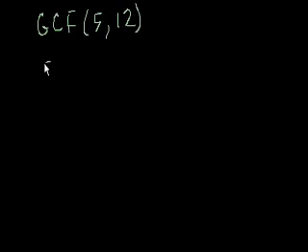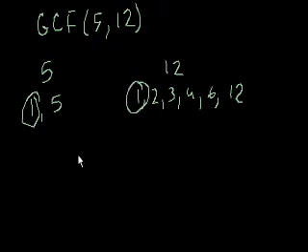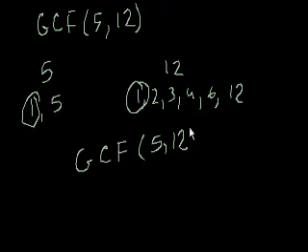What is the greatest common factor of 5 and 12? Factors of 5 are pretty easy: 1 and 5, because it's a prime number. It has no factors other than 1 and itself. And then the factors of 12, which has a lot of factors: 1, 2, 3, 4, 6, and 12. It really looks like the only common factor they share is 1. That was, in some ways, kind of disappointing. So the greatest common factor of 5 and 12 is 1.